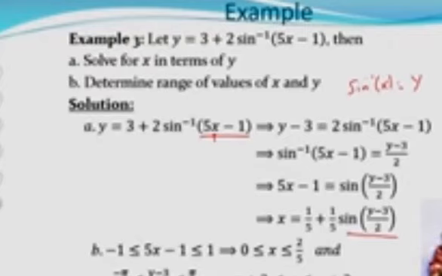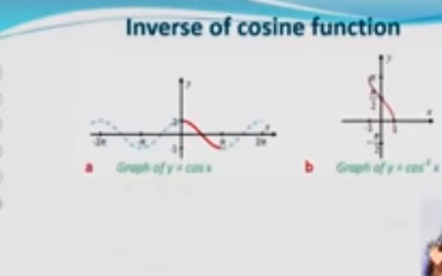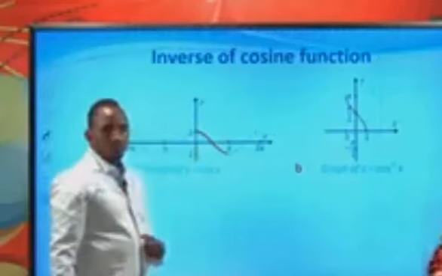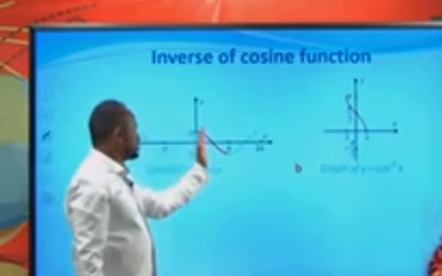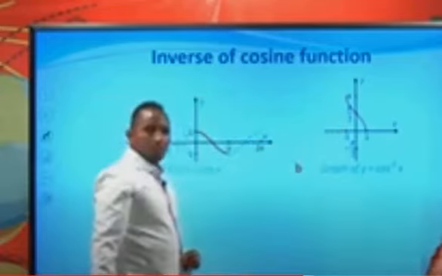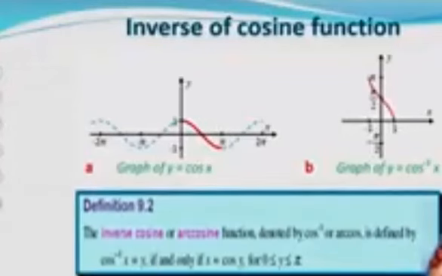Now let's continue. Inverse of cosine function. The inverse of cosine function is defined on the interval 0 to pi. On the other part, if you take it, it will not be 1 to 1. So the 1 to 1 part is from 0 to pi, and the inverse graphically is this one. So cos inverse is defined in this form.